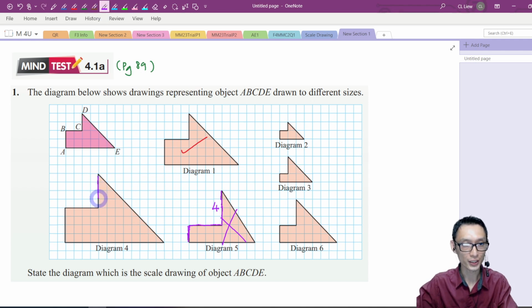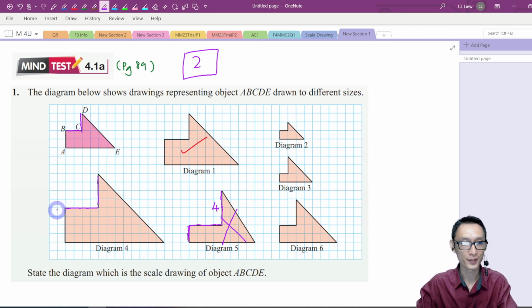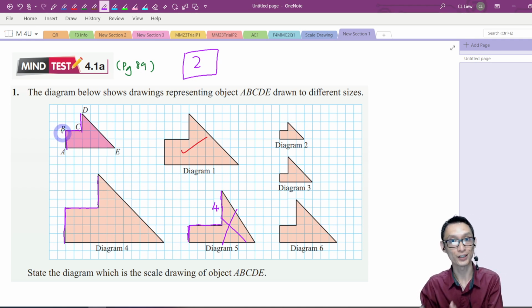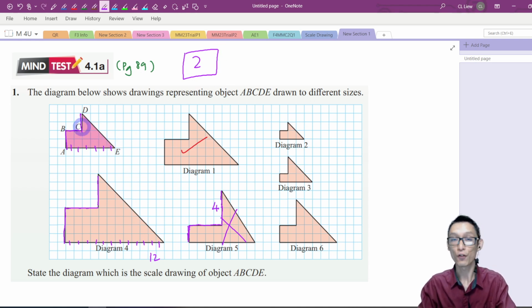1, 2, 3, 4. 4 divided by 2, you get 2. Okay, how about here? 1, 2, 3, 4. 4 divided by 2, you get 2. So far, no problem. 1, 2, 3, 4. 4 divided by 2, you still get 2. Okay, how about here? 1, 2, 3, 4, 5, 6, 7, 8, 9, 10, 11, 12. Here is 12. And 1, 2, 3, 4, 5, 6. 12 divided by 6, you get 2, right? Therefore, we can conclude that this is a scale drawing. Okay, this is how we solve this question.